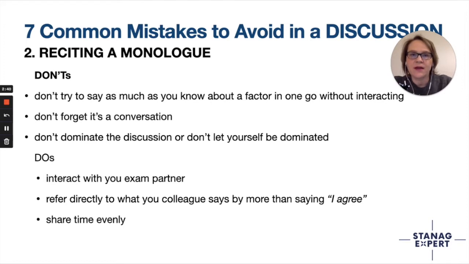After they have had a monologue in the first task, very often people forget that task number 2 is about a conversation and not about another monologue. So what not to do? Don't try to say as much as you know about the factor in one go without interacting, because in this way you're having another monologue. Don't forget, it is a conversation, an exchange of arguments. Don't dominate the discussion, or let yourself be dominated.